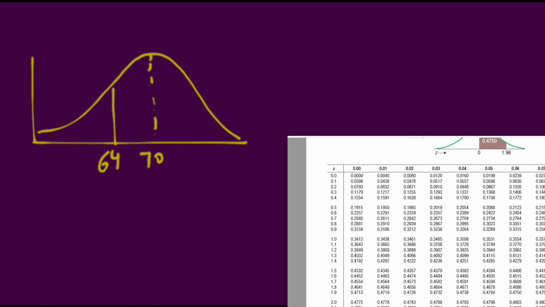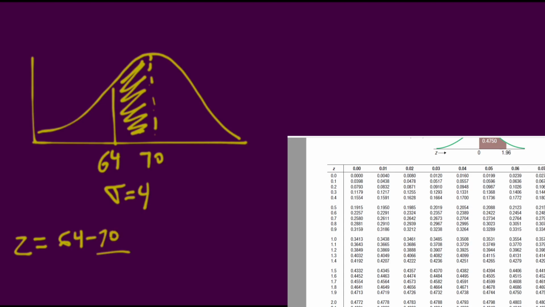Remember, this has a standard deviation of 4. So we're interested in the share or the likelihood that a random individual would be between 64 and 70 inches. Let's put it into a z-score. So the z-score here is 64 minus 70 divided by 4, which gives us negative 6 over 4, which is negative 1.5. Okay, so how do we handle that?